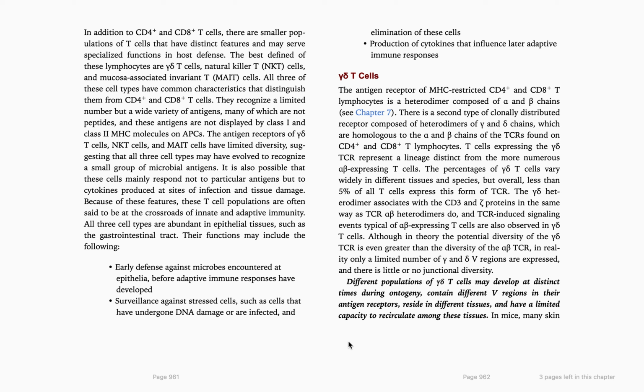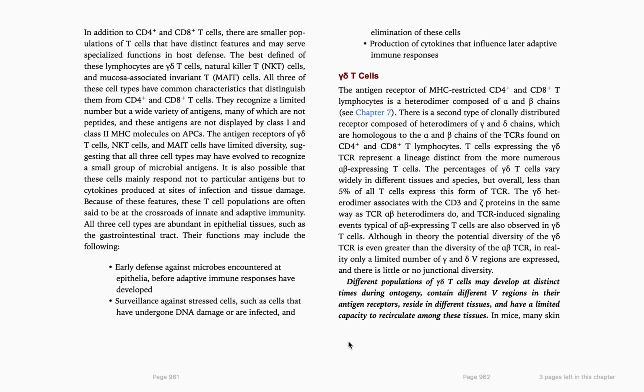The gamma delta heterodimer associates with the CD3 and zeta proteins in the same way as the T cell receptor alpha beta heterodimer does. And the T cell receptor induced signaling events typical of alpha beta expressing T cells are also observed in gamma delta T cells.